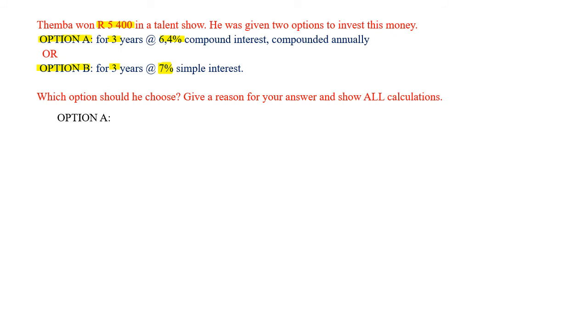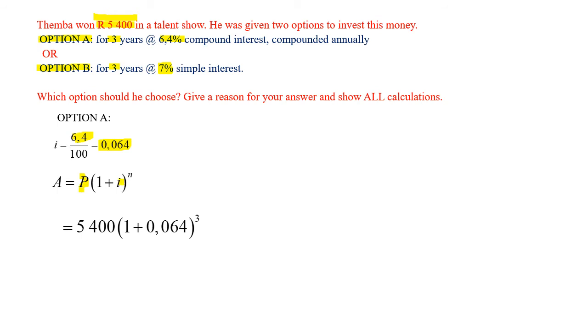I know that this 5,400 is always my P value, and then I'll work with option A. In option A, we are working with 6,4% divided by 100 gives me 0,064. If I go further, I need to calculate the accumulated value. Simple substitution, because I know the value for P is 5,400. I know the value for i is 0,064. And I know the value for n, which is equal to 3. Simple calculator work renders me an answer of 6,504 Rand and 57 cents. Now remember, that is option A.